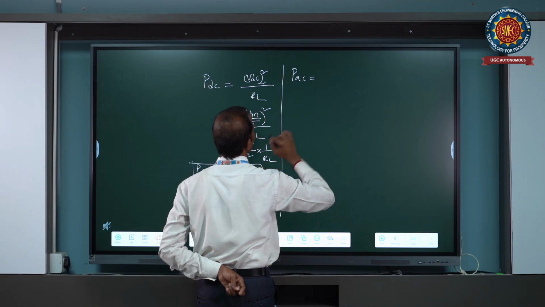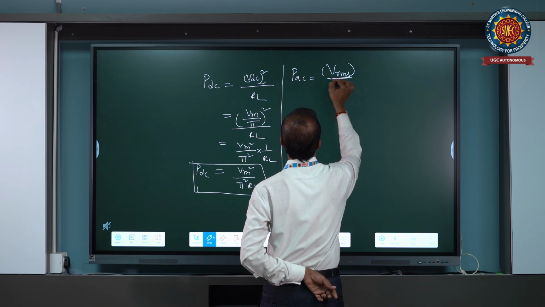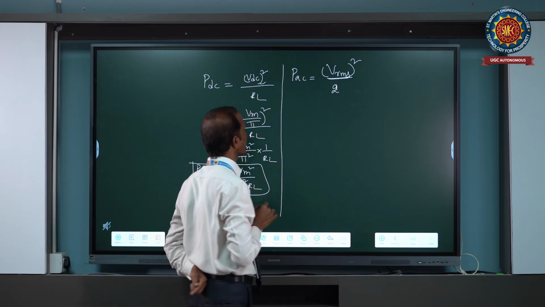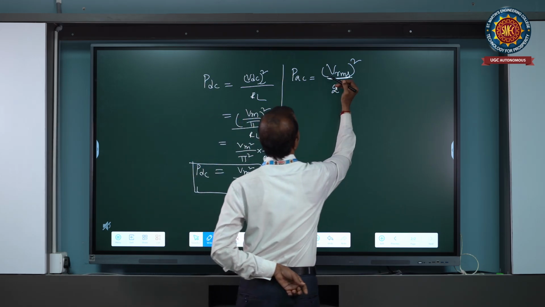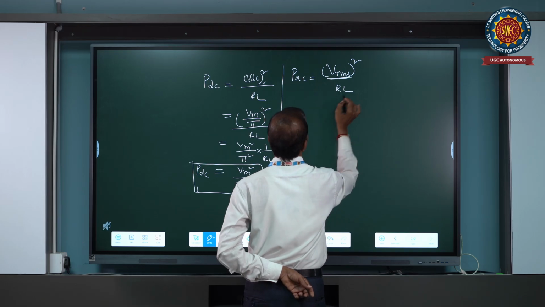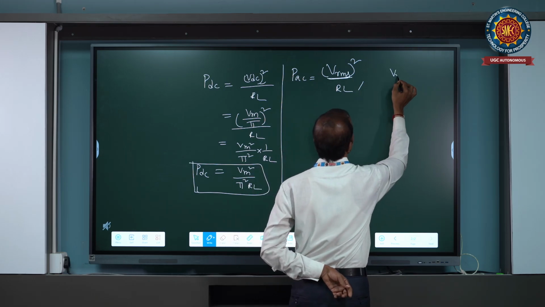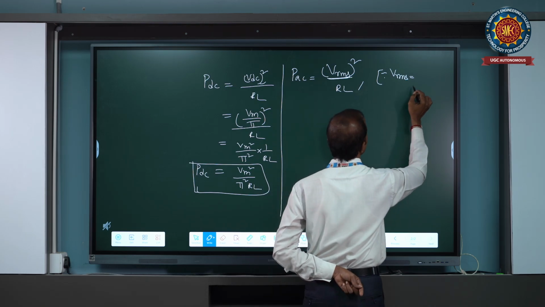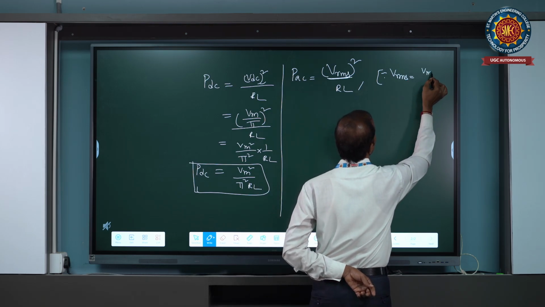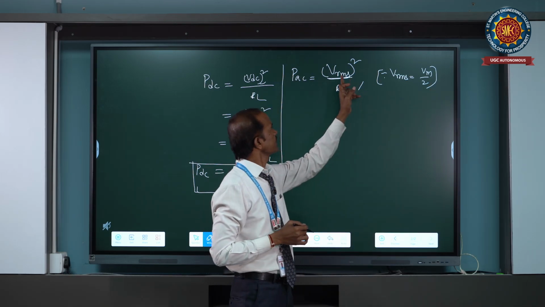So PAC is equal to VRMS whole square by RL. So what is VRMS here? VRMS is equal to, we know the formula, Vm by 2. Just substitute the value of Vm by 2 in VRMS.